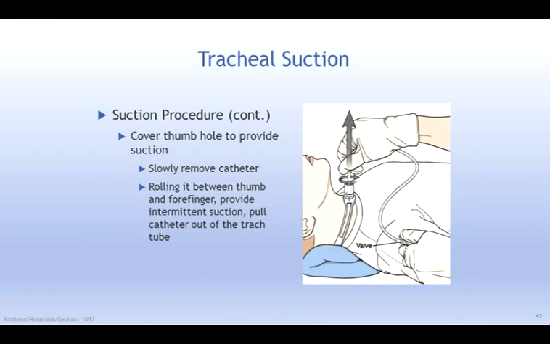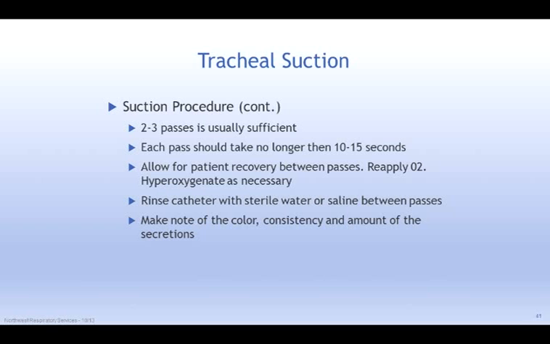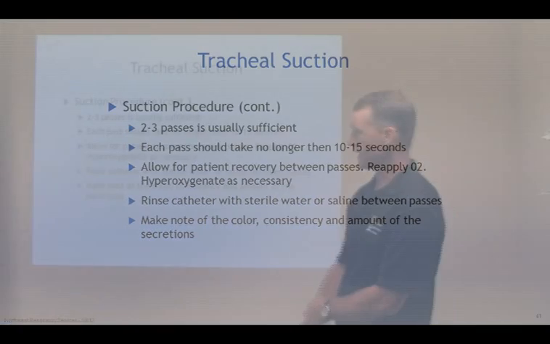We want to cover the thumb hole to provide the suction. Slowly remove the catheter, rolling it between your thumb and forefinger to provide intermittent suction. Pull the catheter out of the trach tube. 2 to 3 passes is usually sufficient. Each pass should take no longer than 10 to 15 seconds.